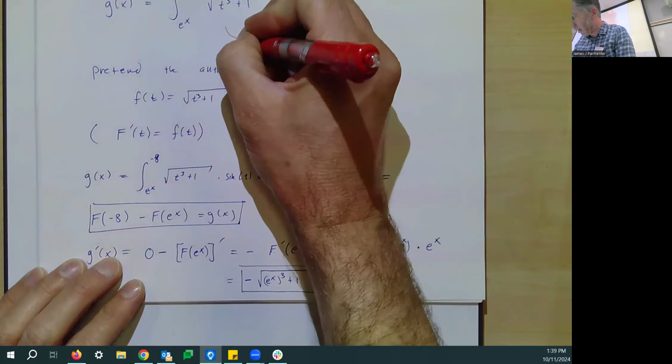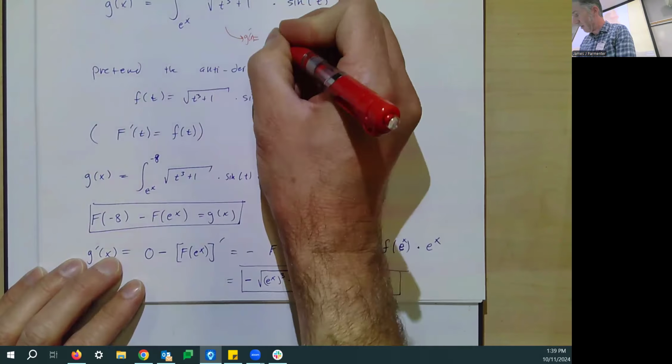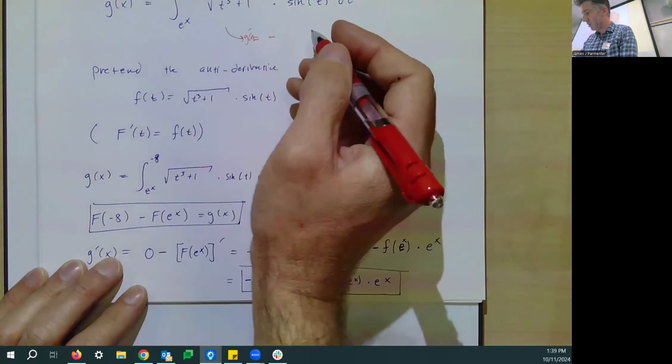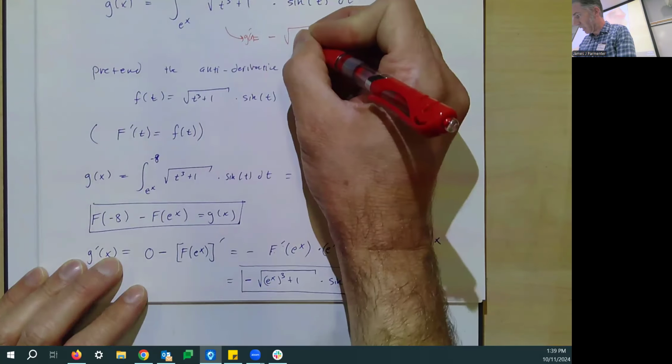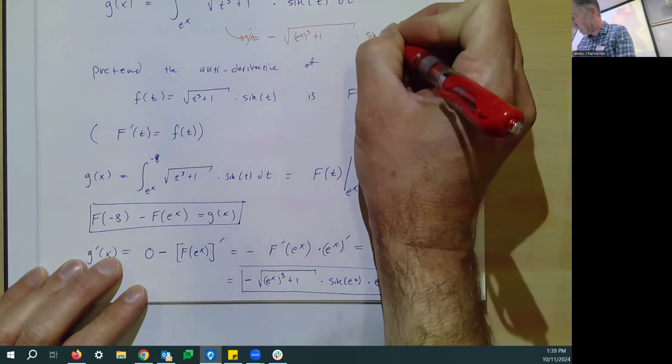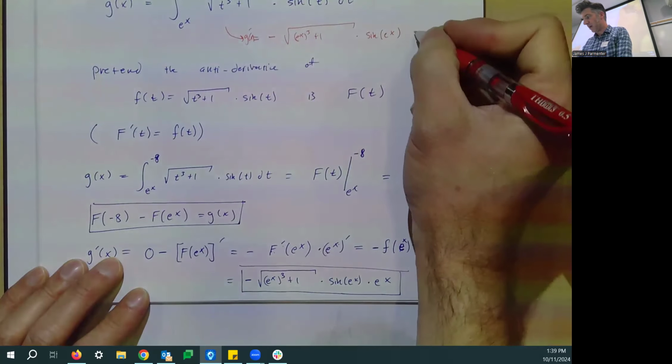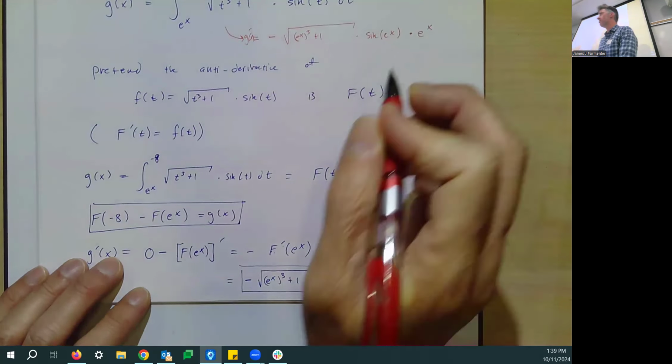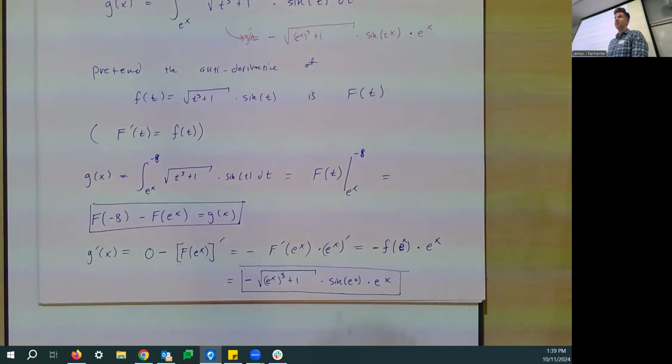The g prime of x is going to equal negative. You plug in e to the x wherever you see a t. So I'm going to get e to the x cubed plus 1 times sine of e to the x. And then at the end of the day, you have to multiply by the derivative of the thing you plugged in, which happens to be e to the x.